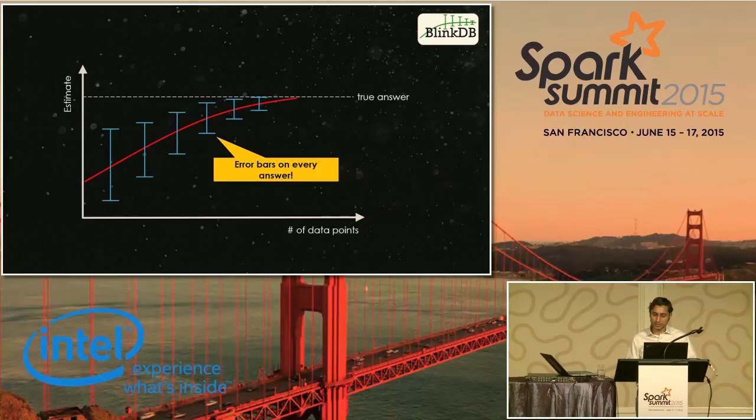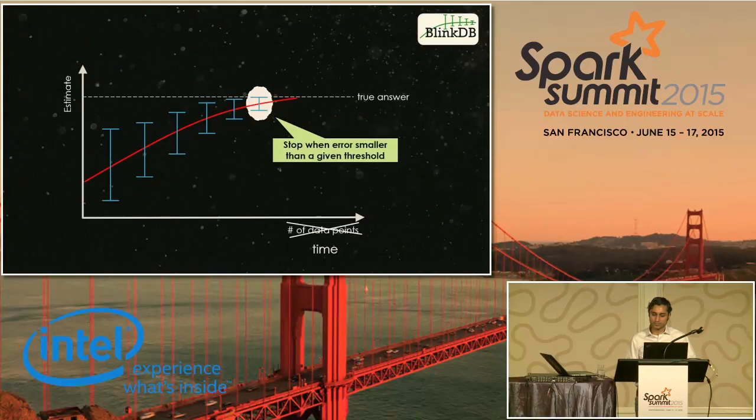So the idea here is BlinkDB lets you say when you want to stop processing more data because you're close enough to the final answer. So you stop when the error is smaller than a given threshold. And you don't control this by saying, BlinkDB, go through this much data. You don't control it by number of data points, but more on a time or error confidence interval.